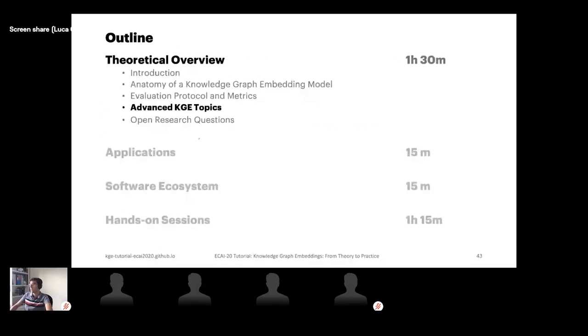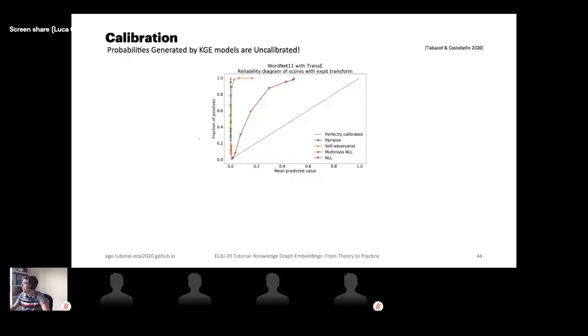Okay, so having said that, I would like to spend a few words on what I call advanced knowledge graph embedding topics, right? It's an overview of some aspects which are important to consider when using these models in practice. One of these aspects is about calibrating probabilities, right? One of the problems KGE models have is that they're uncalibrated, right? The scores returned by these scoring functions at inference time can be turned into probabilities by using a logistic function. But these probabilities are really uncalibrated.